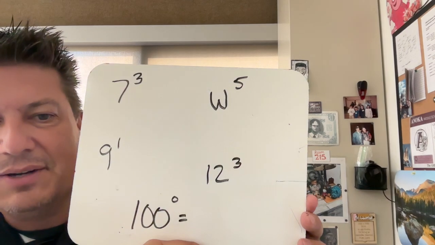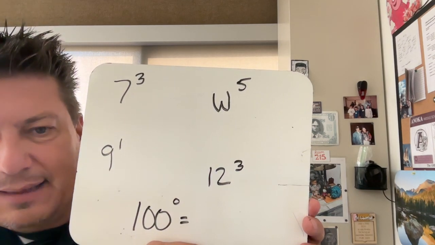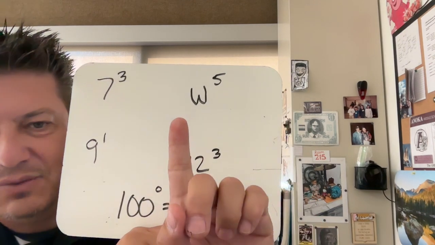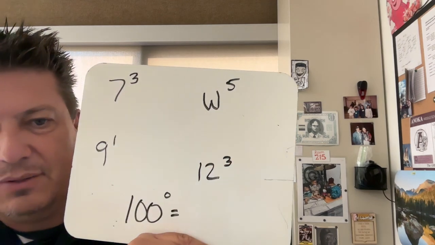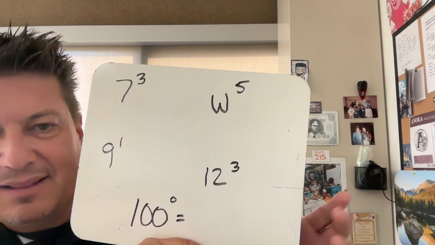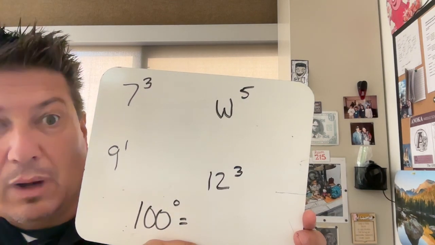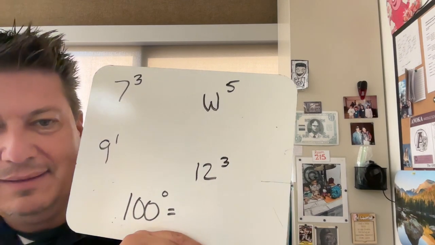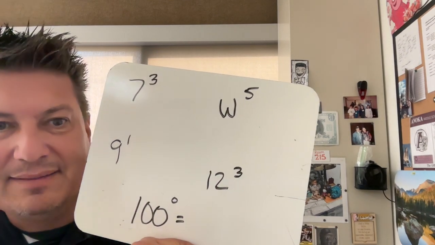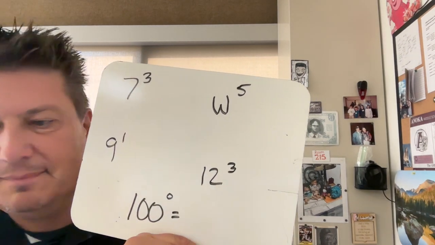And the last one, 100 to the power of 0. Anything to the power of 0 is 1. Anything to the power of 0 is 1. So 99 to the power of 0, that's 1. 1 to the power of 0, 1. 1 billion to the power of 0, 1. Okay?